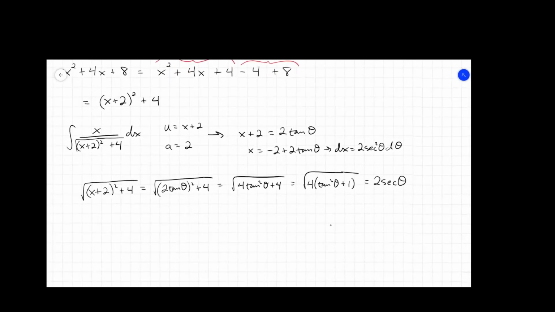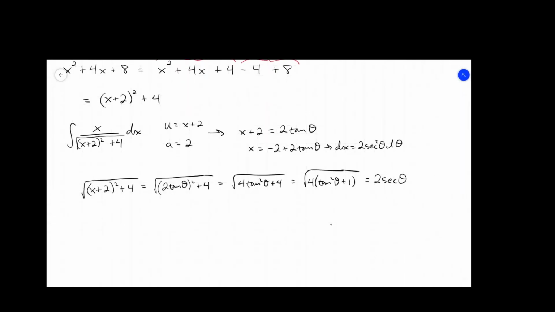And now that I've identified all the parts of this, now we can say the new integral. We've got an x up here by itself. Well, we've already solved for x, so we know what x is going to become. We get -2 plus 2 tan theta. That's the x that we see in the numerator. We've got the dx also there, right? 2 secant squared theta. In the denominator, what do we have? We said all of that is going to become 2 secant theta.